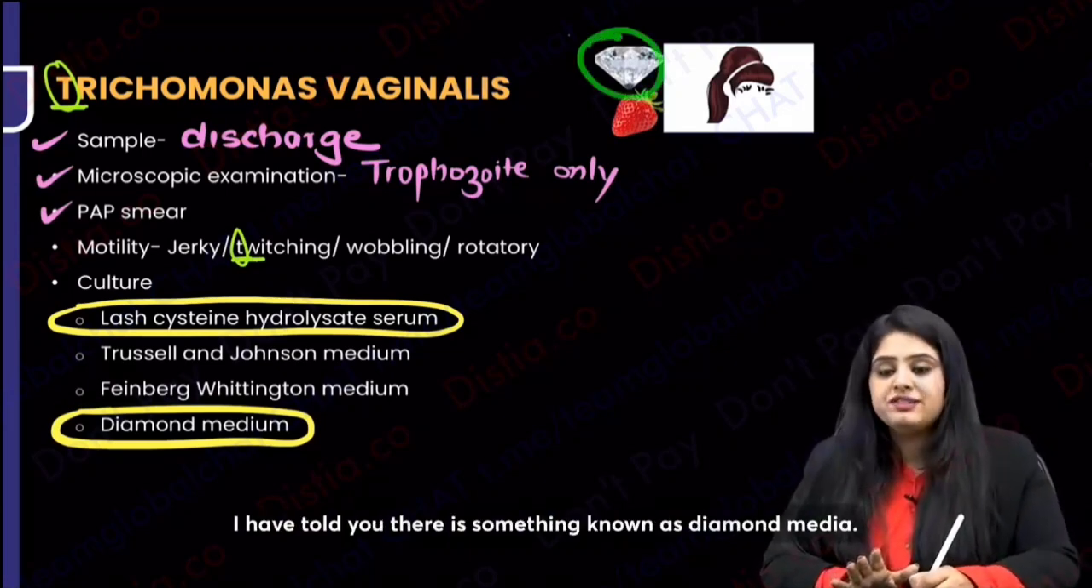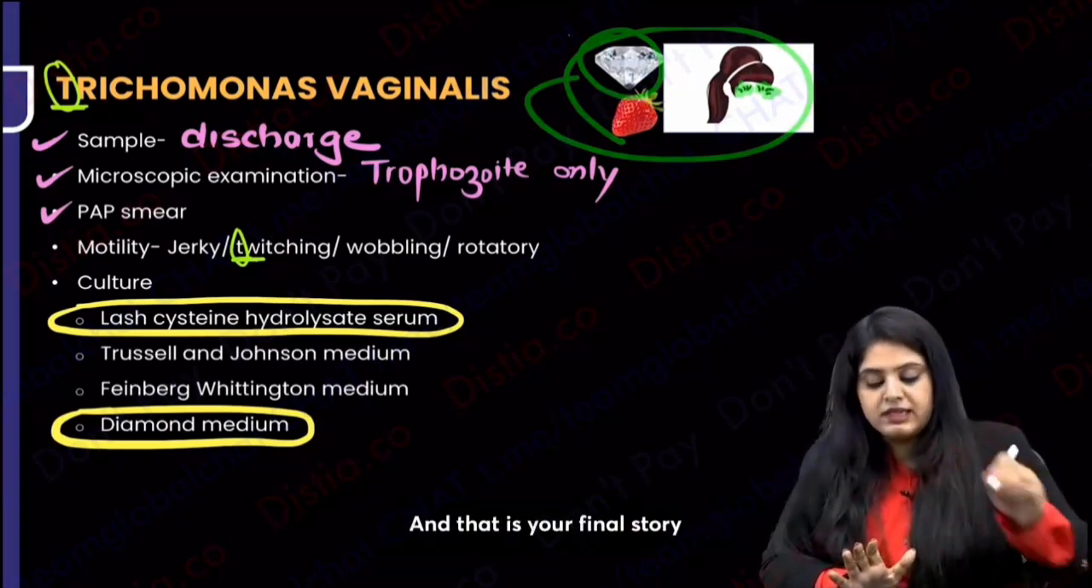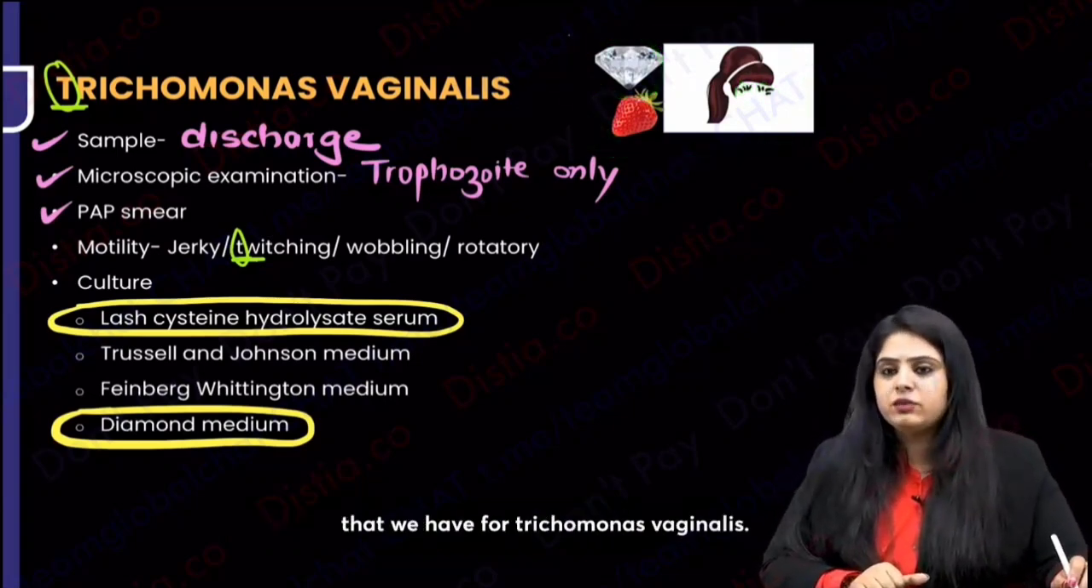So I've told you the most important to learn. I've told you there is something known as diamond media. I've told you there's something to do with her lashes, and that is your final story that we have for Trichomonas vaginalis. Quickly let me know.